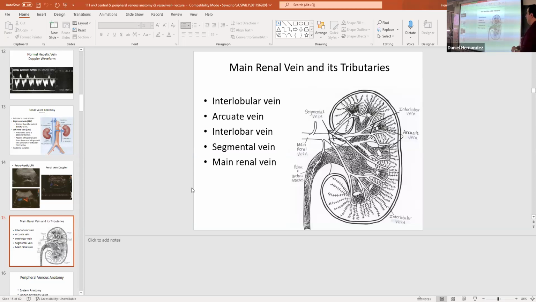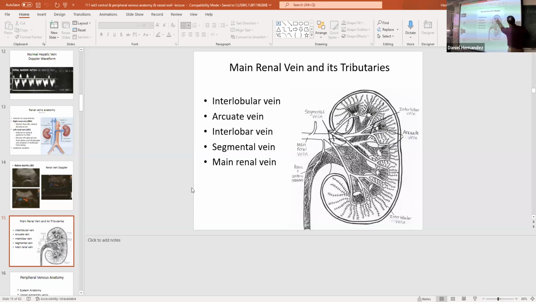The same way we had the renal artery tributaries, we have the corresponding renal vein tributaries. So everything now is just kind of working in reverse. We start with the small interlobular veins. Those are in the cortex of the kidney, so that outer layer of the kidney is the cortex. Those drain into these arcuate veins. The arcuate veins are the ones that surround these little pyramids.